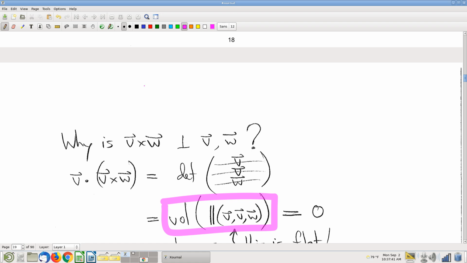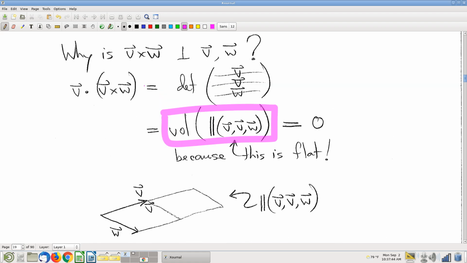And this volume here, let's just think about it. Here's a picture of what that volume looks like. Our three vectors making up the parallelepiped whose volume we're interested in are V, V again, and W. Now I appeal to your geometric intuition. Here are three vectors pointing in kind of random directions. You can imagine three vectors defining a parallelepiped.